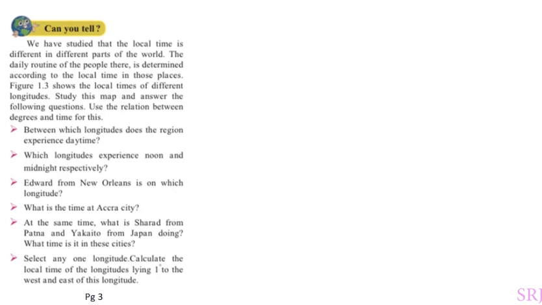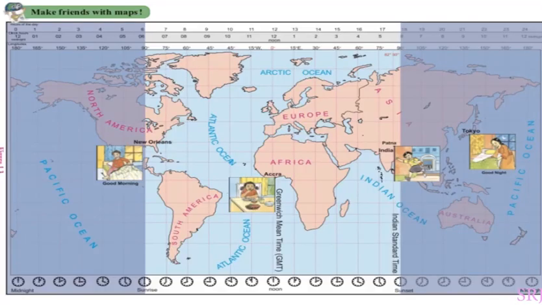Now, can you tell? This activity is on page number 3 of your textbook. We have studied that the local time is different in different parts of the world. The daily routine of the people there is determined according to the local time in those places. Figure 1.3 shows the local time of different longitudes. Study this map and answer the following questions. Use the relation between degrees and time for this.